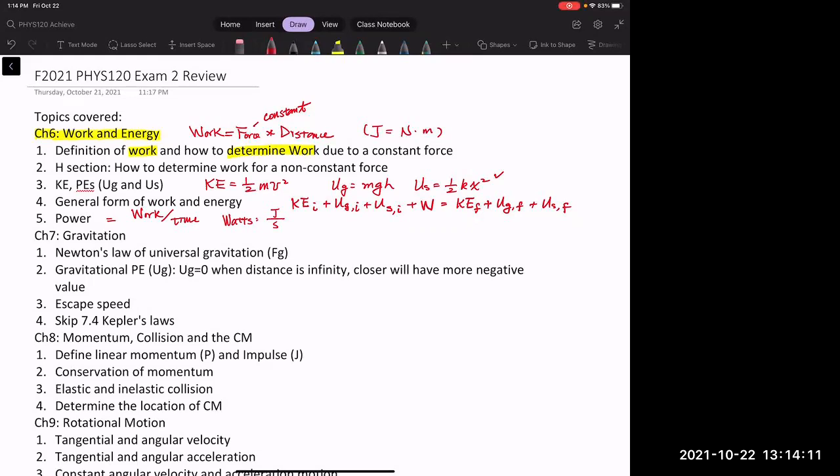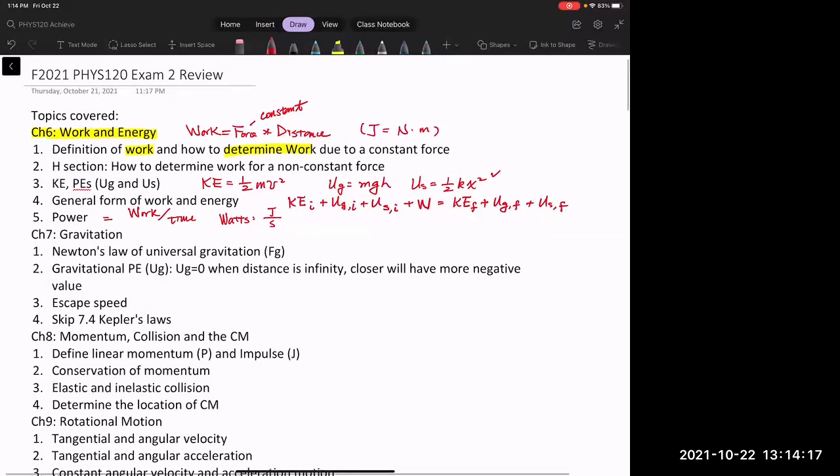One is Newton's law of universal gravitation. That is F of G. So F of G is the attraction force between 2 objects with mass, which is equal to G as a constant, the mass of 1 times mass of 2 divided by the distance squared. The distance is the distance between 2 objects.